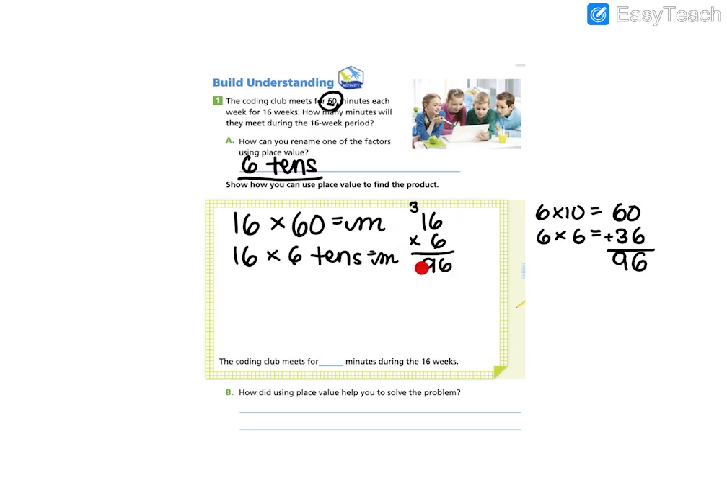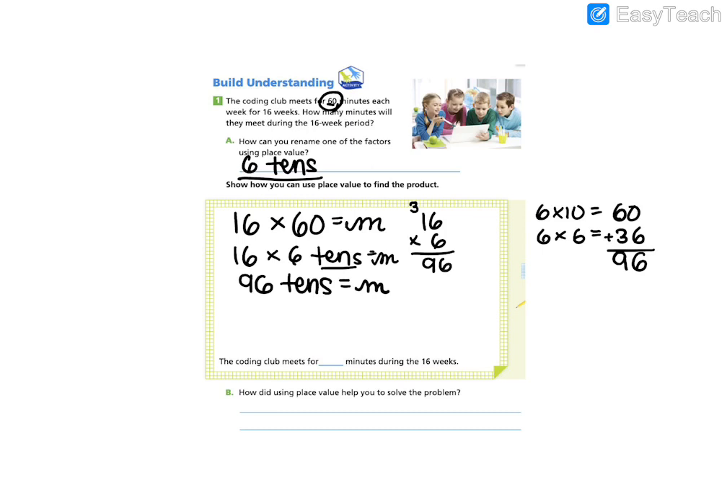So here I use standard algorithm. Here I use distributive property to break it apart into 6 times 10 and 6 times 6. So I know that 16 times 6 tens is equal to 96, but I'm still working in tens here. And this still equals my minutes.